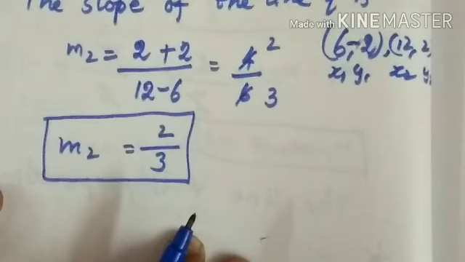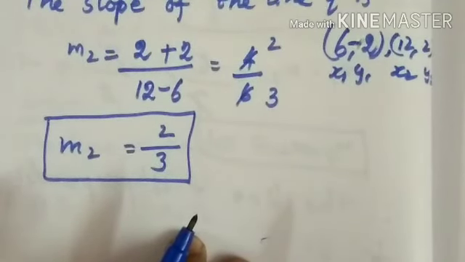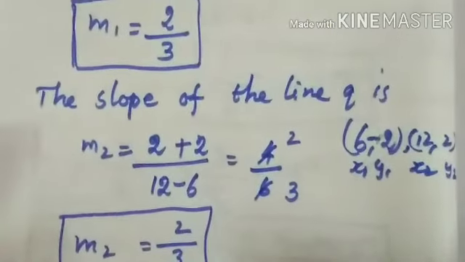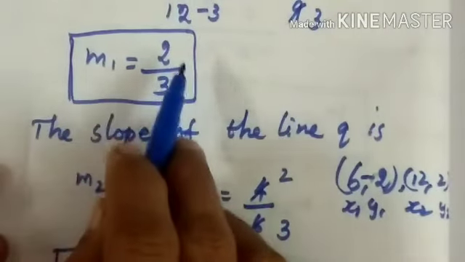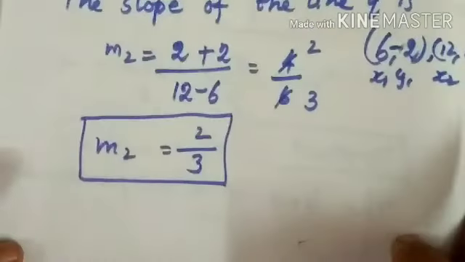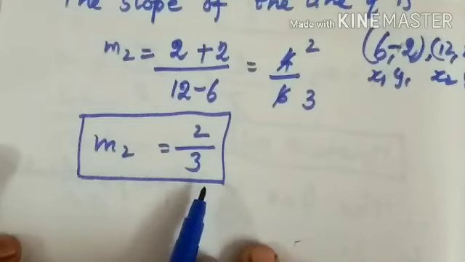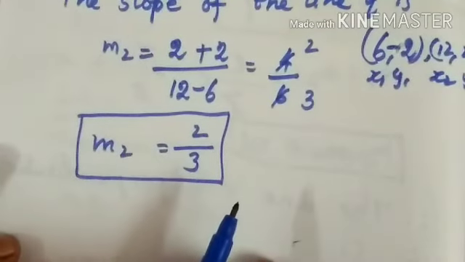Now we have to check whether it is parallel or not. When the two lines are parallel, means what is the condition? Yes, both the slopes must be equal. See, the slope of the line P is m1 equal to 2 by 3 and the slope of the line Q is m2 is equal to 2 by 3. Both the slopes are equal.